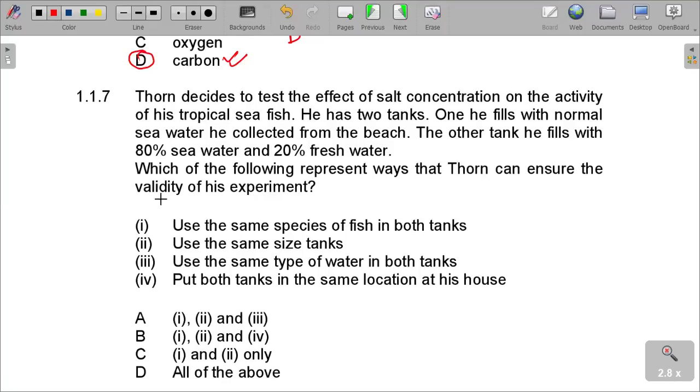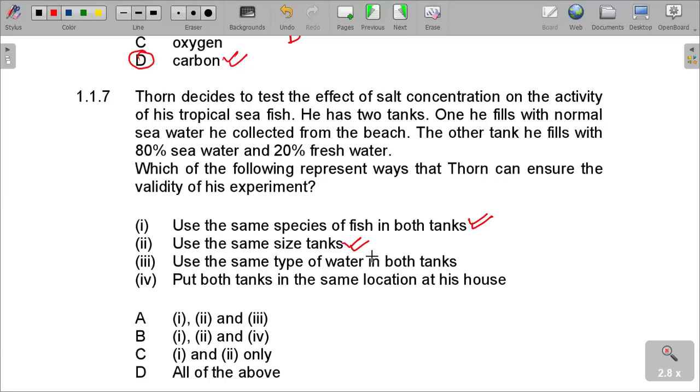So number 7, we are saying it must use the same species of the fish. When you are doing an investigation, you must know that the same species, whether they are dogs or flowers, whatever they are, as long as they are living organisms, they must be of the same species. And then they also use the same size of tanks. Use the same size of tanks can also be correct.